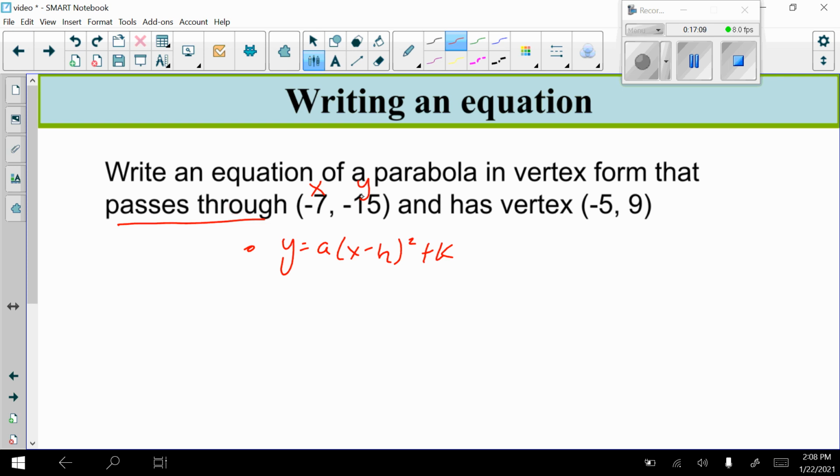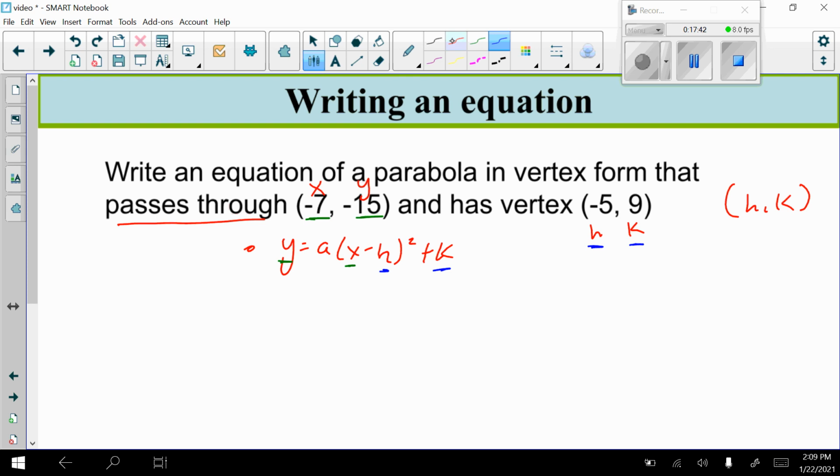We also know that it has the vertex, (-5, 9). Remember, the vertex, we can think of that as the points h and k. So that means -5 is h and 9 is k. What we're going to do is take these values and plug them into the equation where they're supposed to go. Okay? So x and y are going to get plugged in for x and y, and h and k are going to get plugged in for h and k in my equation.